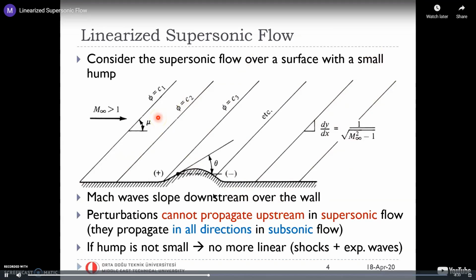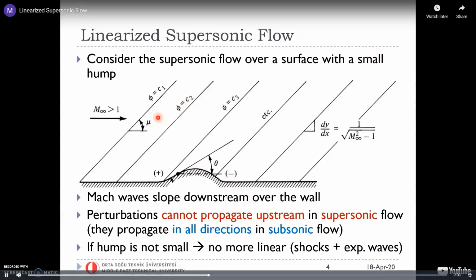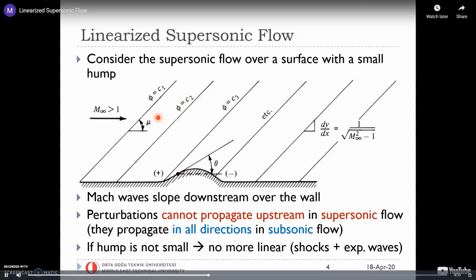This disturbance is basically propagated. If it was not a small hump, then what would happen is what we have already seen before. There probably at the front of the hump there would be some oblique shock waves, not Mach waves, and at the back of the hump probably there would be some expansion waves. The flow would not be linear. The linearized supersonic flow equations would not be valid. So we are basically talking about a small disturbance that is created by this hump here. So let me fast forward somewhat more.